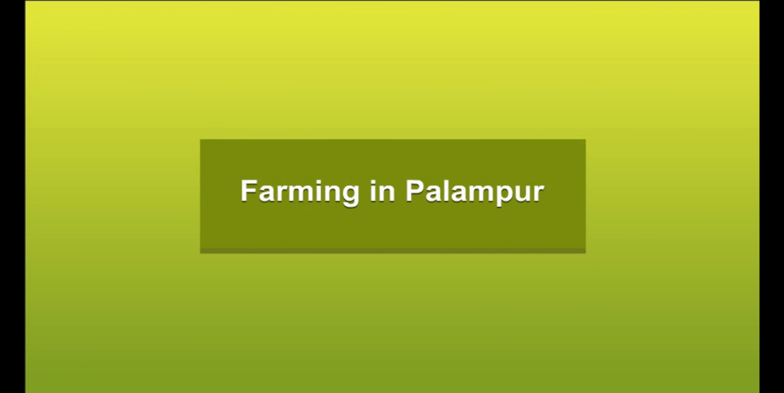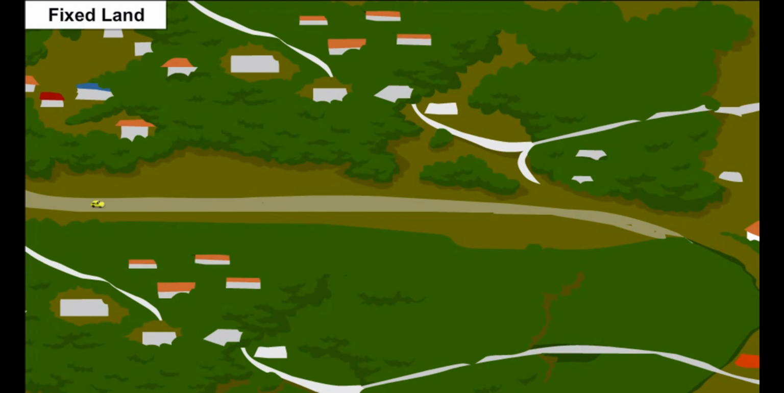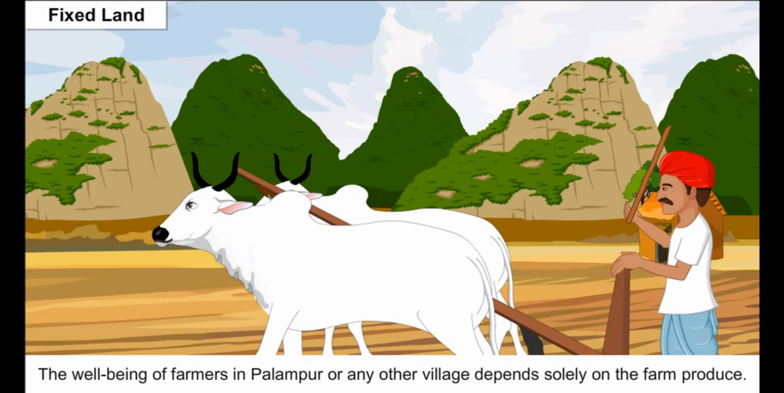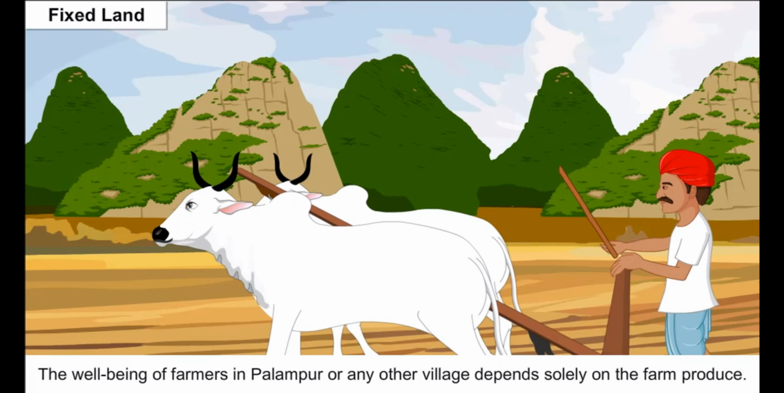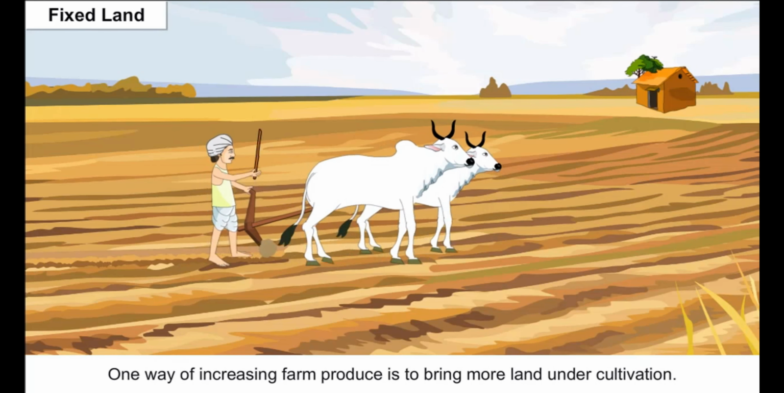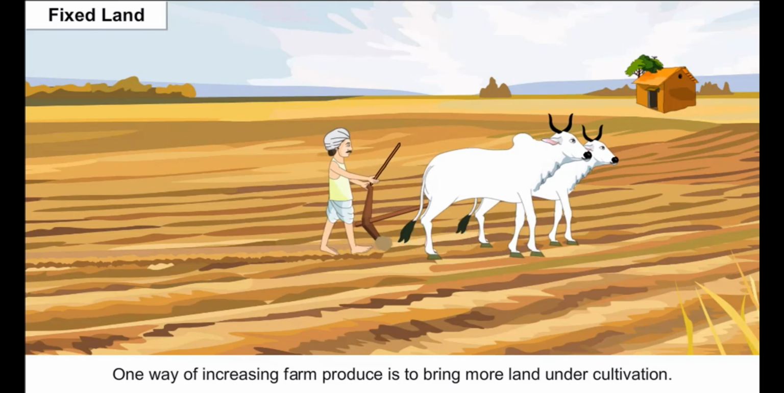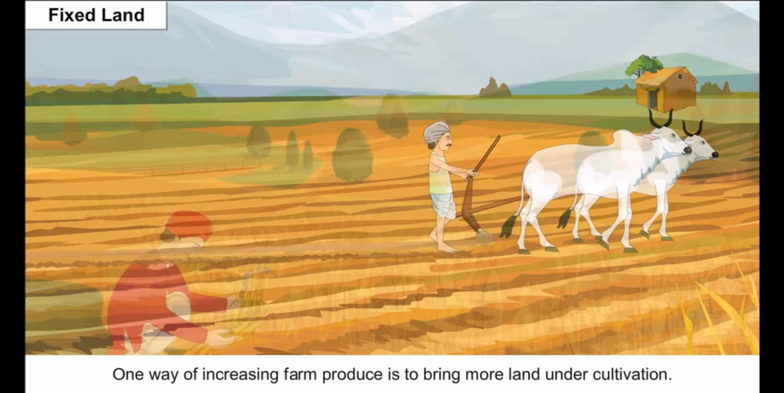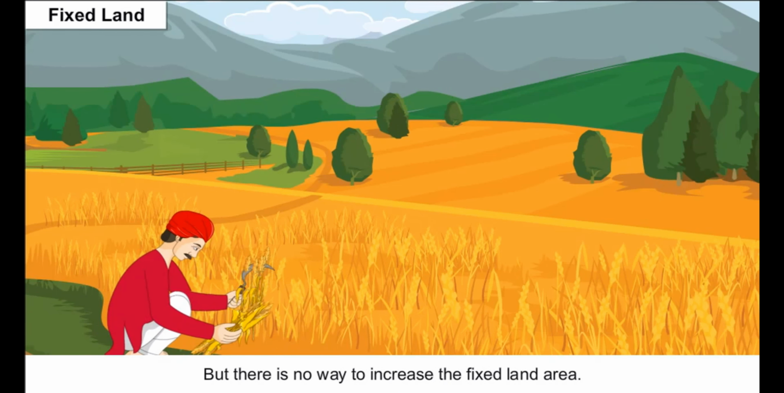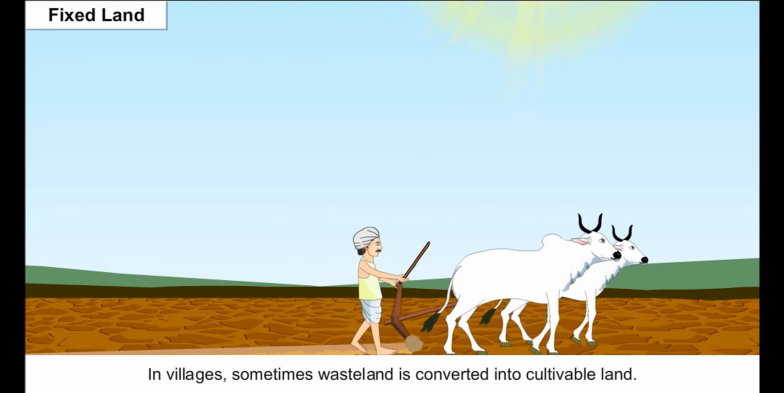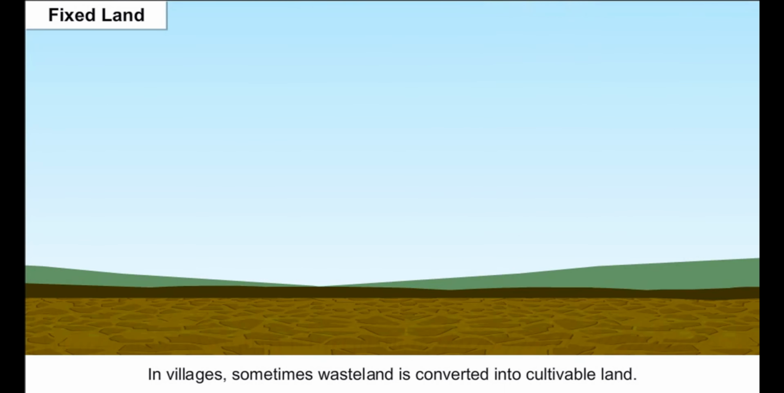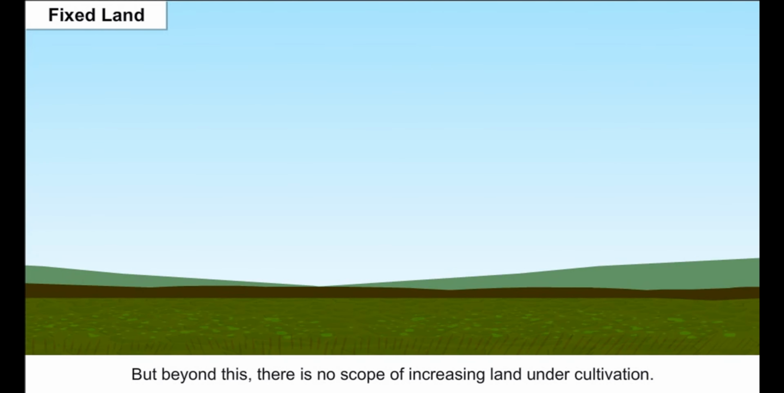Farming in Palampur. Fixed land. The well-being of farmers in Palampur or any other village depends solely on the farm produce. One way of increasing farm produce is to bring more land under cultivation. But there is no way to increase the fixed land area. In villages, sometimes waste land is converted into cultivable land. But beyond this, there is no scope of increasing land under cultivation.